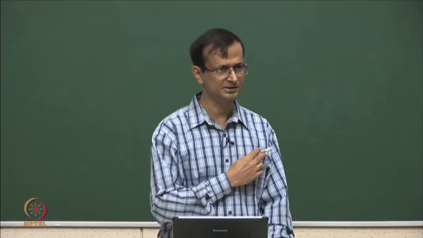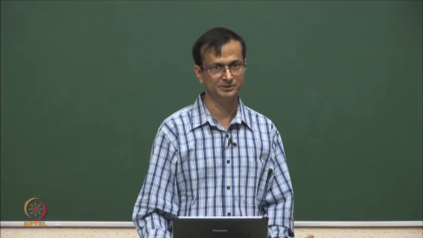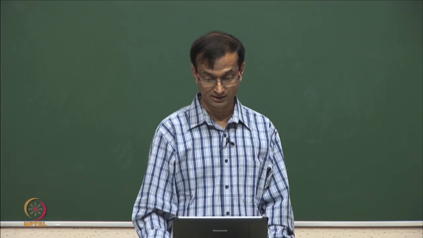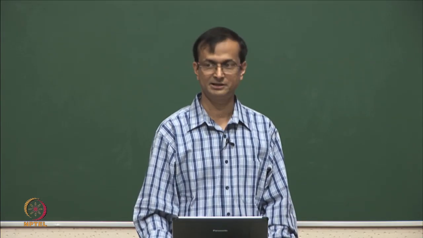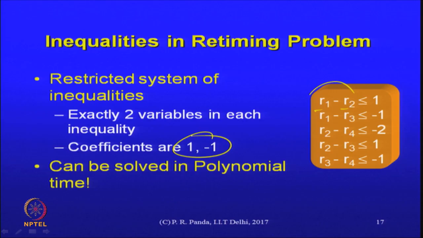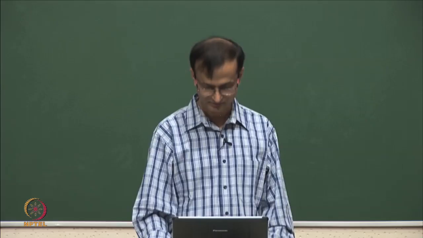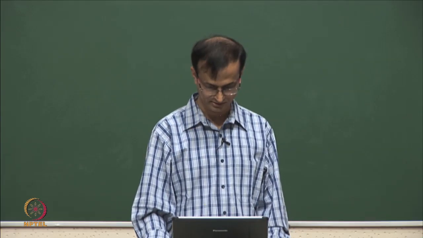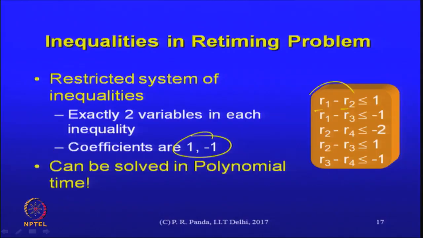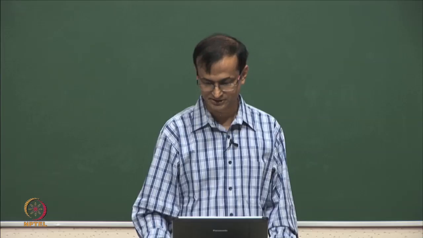But this specific instance of the ILP problem, where coefficients are all 1 and minus 1, which is to say that I have all of them of this form, Ri minus Rj is less than or equal to something, that can be solved. There is an easy solution to this. I think I do not have enough time to go through this, but we will resume it the next time.